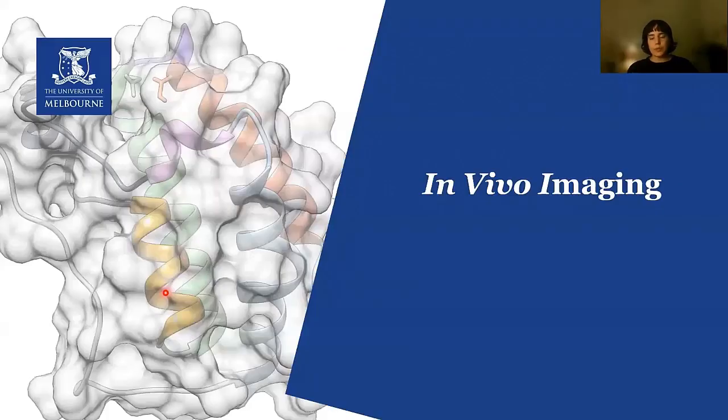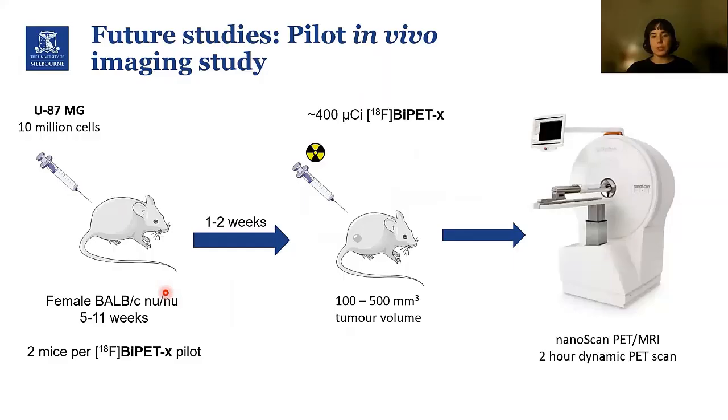The next step of this project is a pilot in vivo imaging study, which is going ahead in the next 2 weeks or so. We have ethics approval for 2 mice for each of our candidates. We're going to subcutaneously xenograft these mice with U87MG cells, and then we'll image with each BiPET radiotracer doing 2-hour dynamic PET-MRI scans.